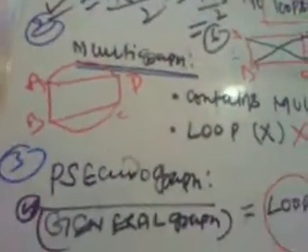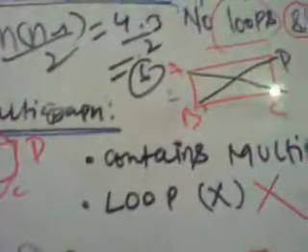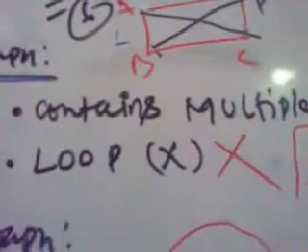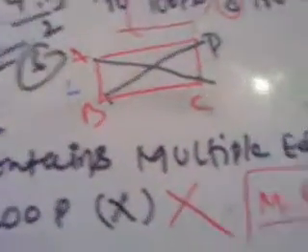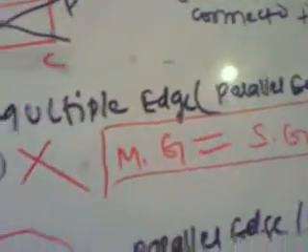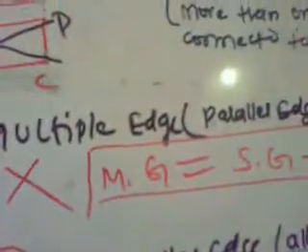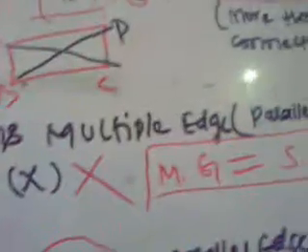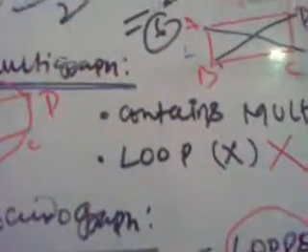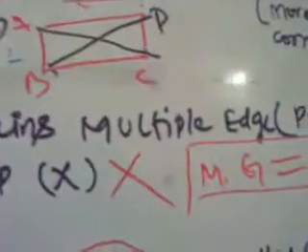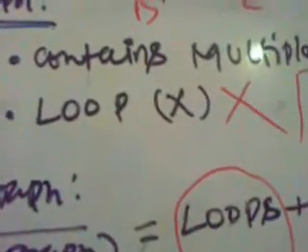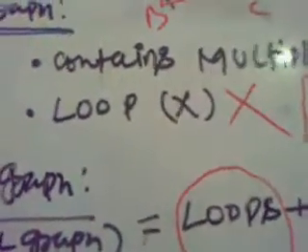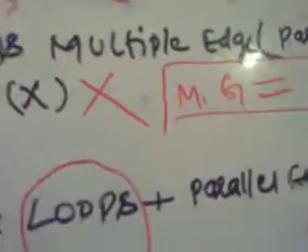The next concept is the multigraph. The multigraph definition says that it contains multiple edges. Multiple edges or parallel edges, both are the same. We have already covered parallel edges. So a multigraph contains only multiple edges. Loops or self loops, both are the same thing, and loops are never possible in a multigraph.